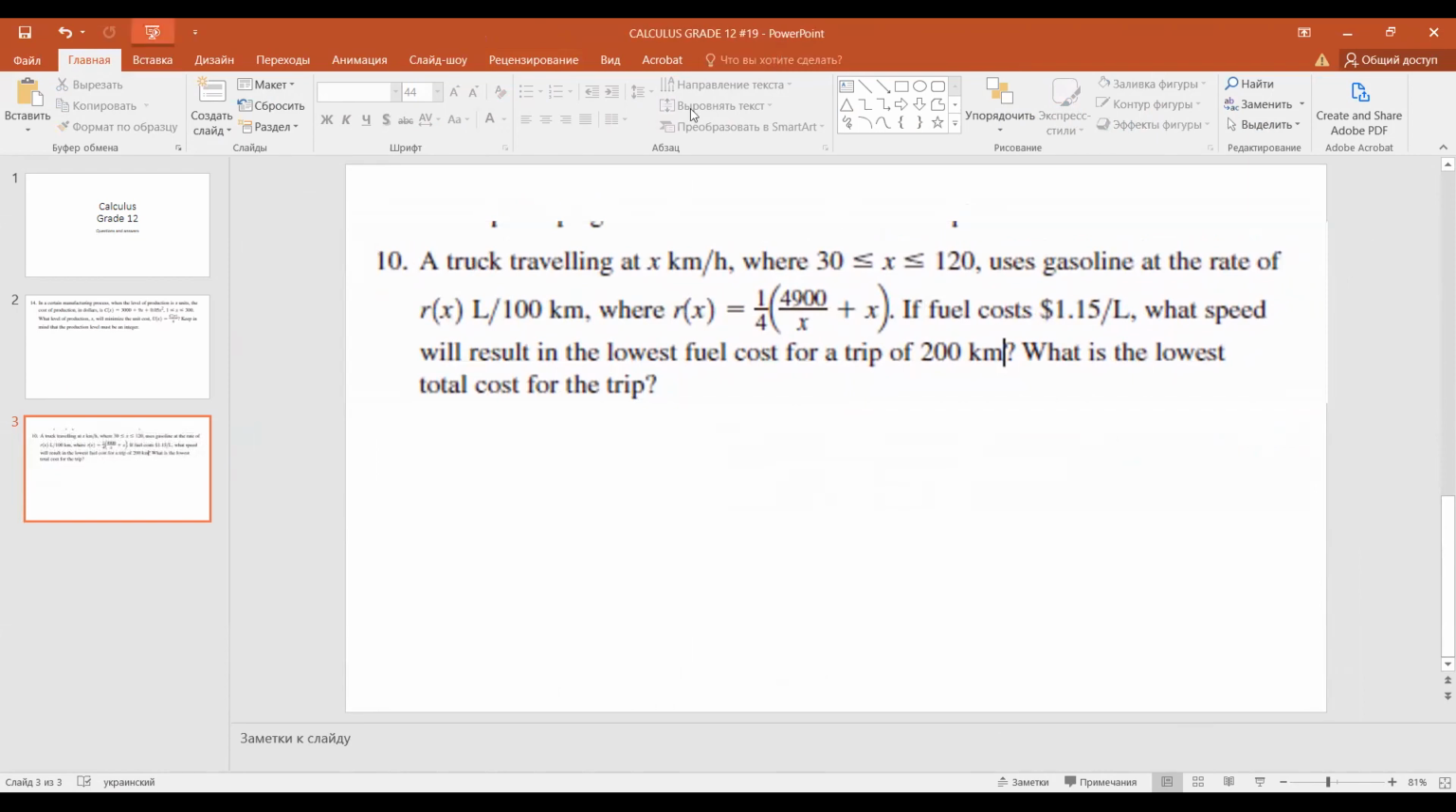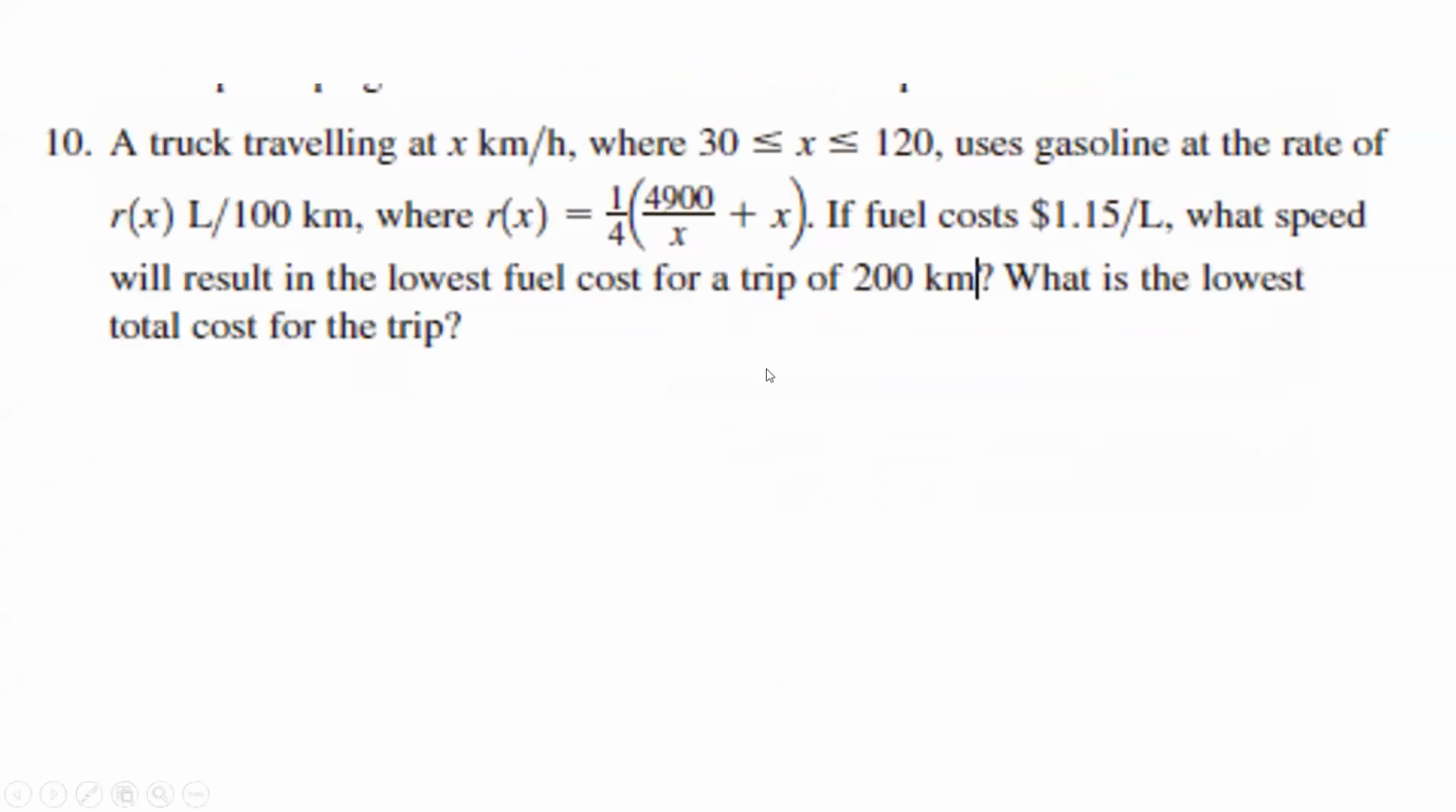Okay. A truck traveling at x kilometers per hour, where x is between 30 and 120 kilometers per hour, uses gasoline at the rate of R(x) liters per 100 kilometers, where function R(x) shows us the consumption per 100 kilometers. R(x) is the following function. If fuel costs 1.15 per liter, what speed will result in the lowest fuel cost for a trip of 200 kilometers?